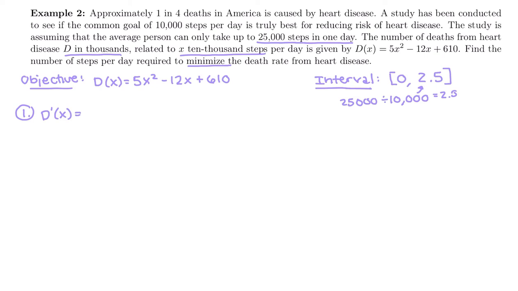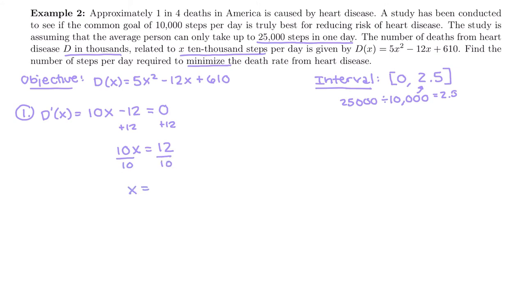So D prime of x. We're going to take the derivative of 5x squared to be 10x, and then derivative of negative 12x is negative 12. Derivative of 610 is 0. So we have our derivative, 10x minus 12 is 0, and we want to solve that. This is an mx plus b situation where you have a linear function. All you want to do is get x by itself. So first thing I would do is add that 12 over, and then we want to divide by 10.